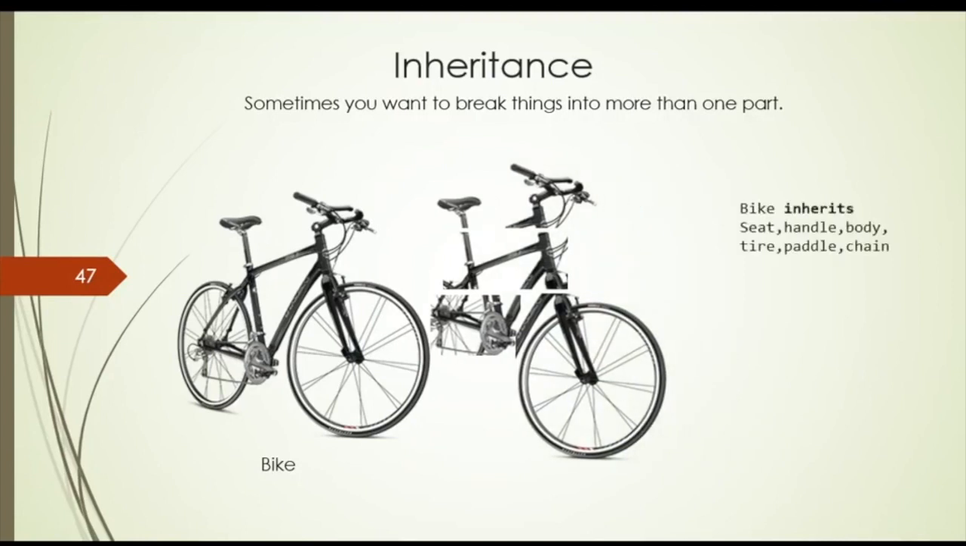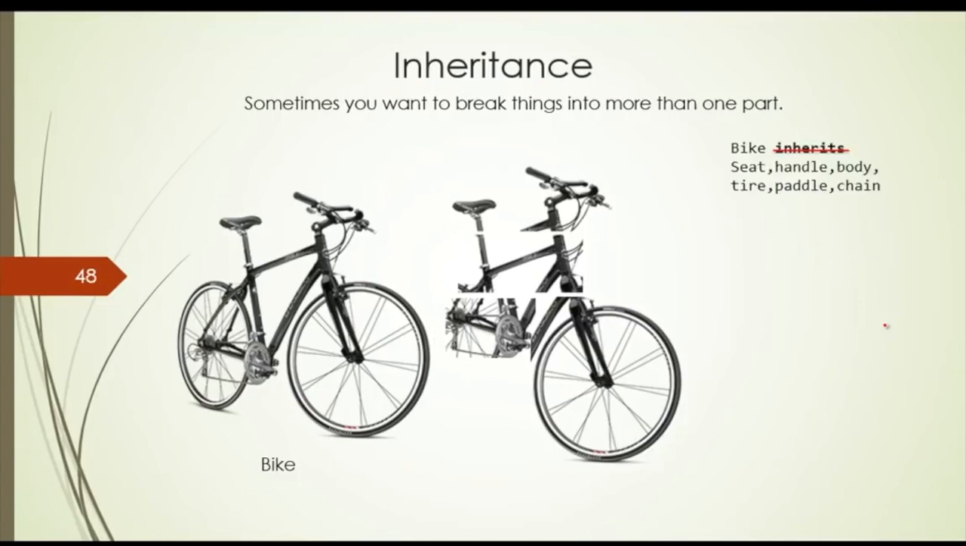So what we want is to inherit the bike, in this case, from seat, handle, body, tire, pedal, chain, etc. But the problem is C# supports only one class at a time for inheritance. So you cannot inherit from multiple classes at once. Some languages do support that, like C++, but Java and PHP and C# don't support that, and VB doesn't support that. So what can you do about it?